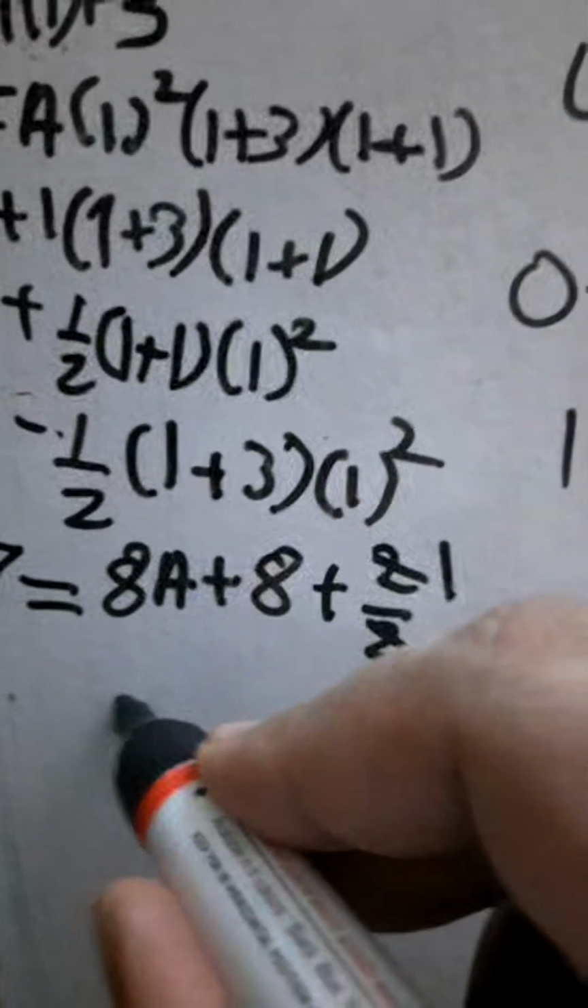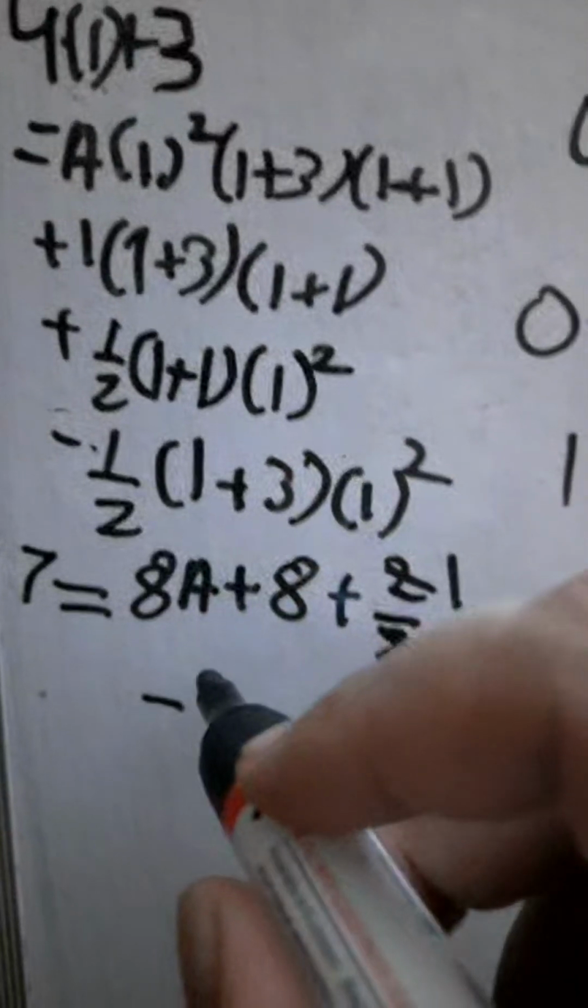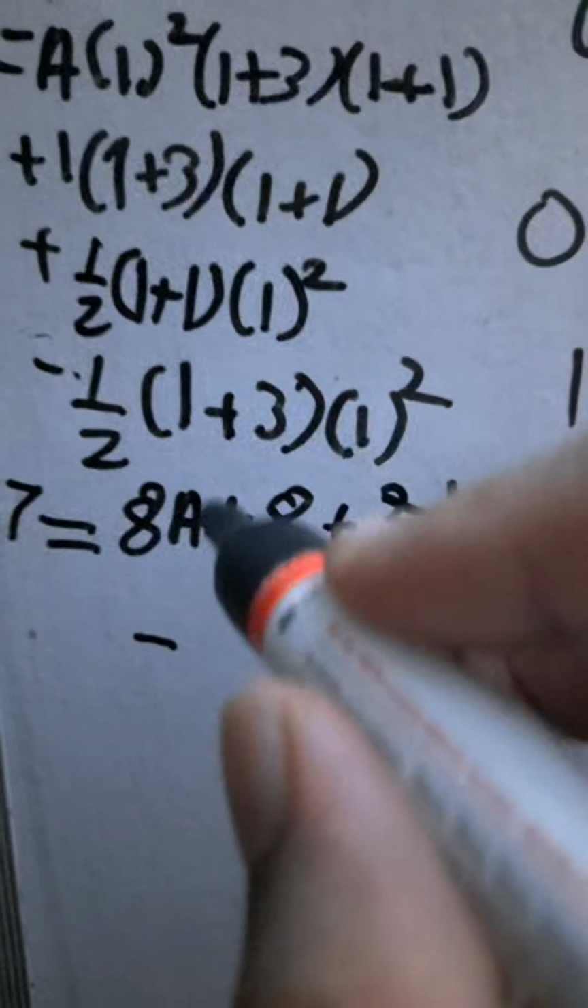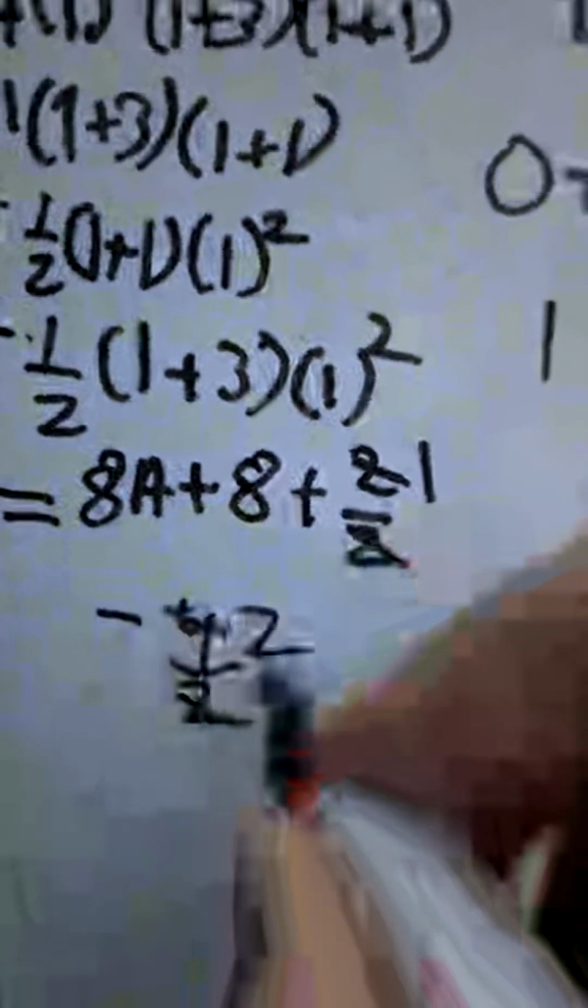Yeah, minus half. Wait a second. Do the calculation here only. 1 square is 1. 3 plus 1 is 4. 4 into 1 is 4. 4 by 2 is 2. 2 into 2 is 4. And 2 into 1 is 2. 2 by 1 is 2.